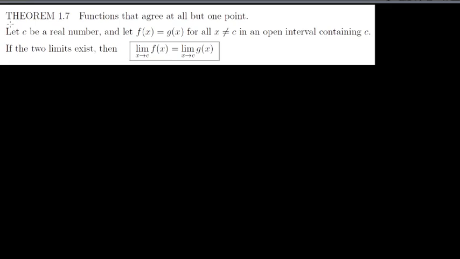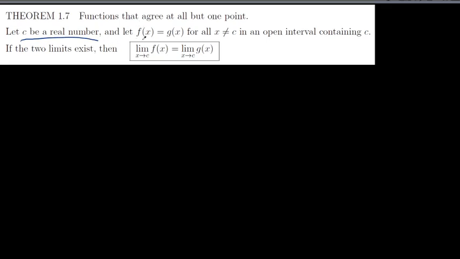This is theorem 1.7 in the book. And it's about functions that agree almost everywhere, except maybe at one point. So we have c. C is a real number, as always, because x is approaching c. And we have two functions, f of x and g of x.